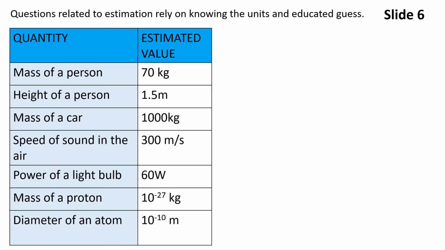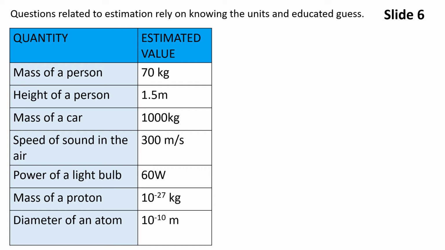Now for questions related to estimation, you need to rely on knowing the units and making an educated guess. So this table can help with estimated values of a couple of things that you might see on your exam. For example, mass of a person, 70 kilograms. Height of a person, 1.5 meters. Mass of a car, 1,000 kilograms. Speed of sound in the air, 300 meters per second. Power of a light bulb, 60 watts.